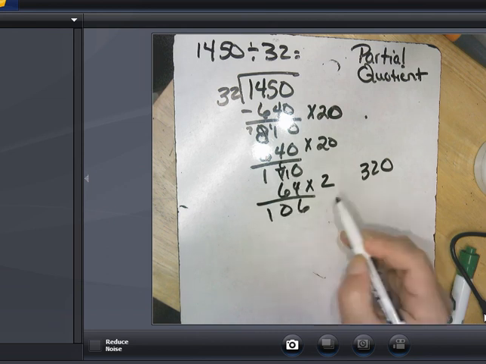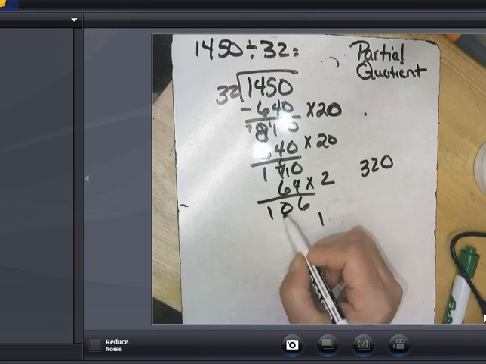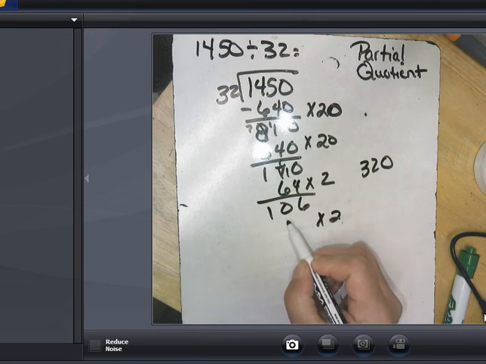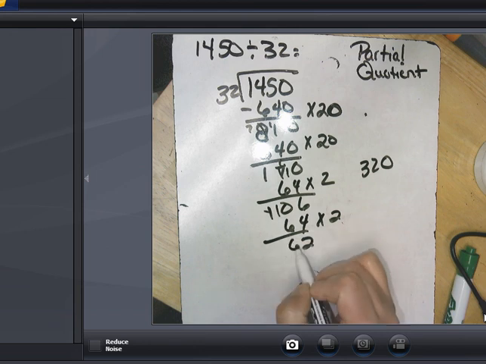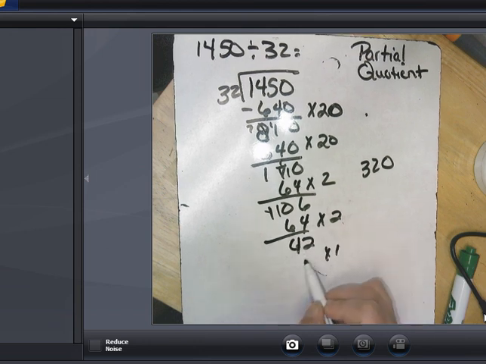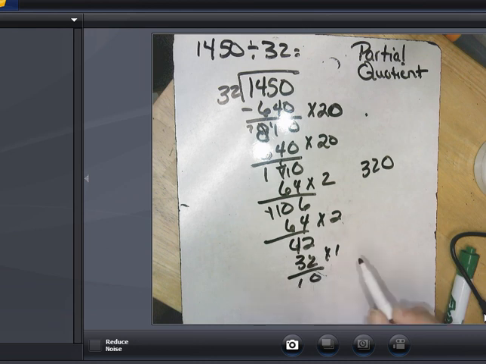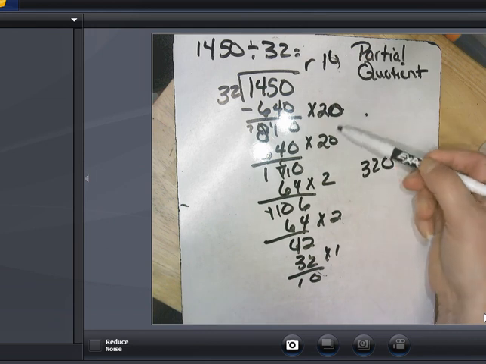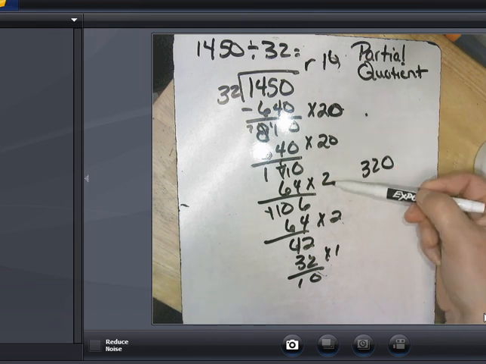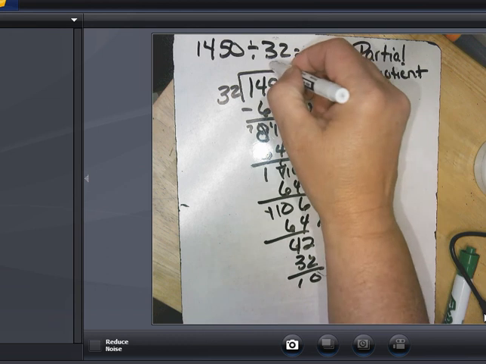Times 2 more again, 42 times 1, remainder 10. Times 20, 20, 40, 42, 44, 45. I get the same answer, but you see how that shortened it up.